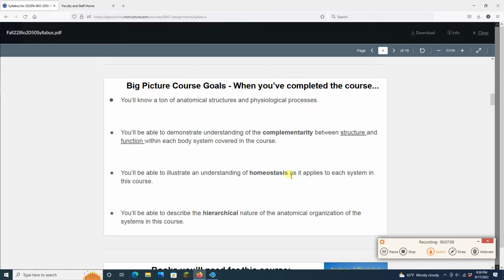Now, the last big picture goal, you'll be able to understand the hierarchical nature of the anatomy of the systems in this class. So you'll be able to talk about the skeletal system, for example, then the individual organs, the bones there, then the tissue in those bones, and the cells in those tissues, and the molecules and organelles in those cells. So these are some big picture goals that we've got.